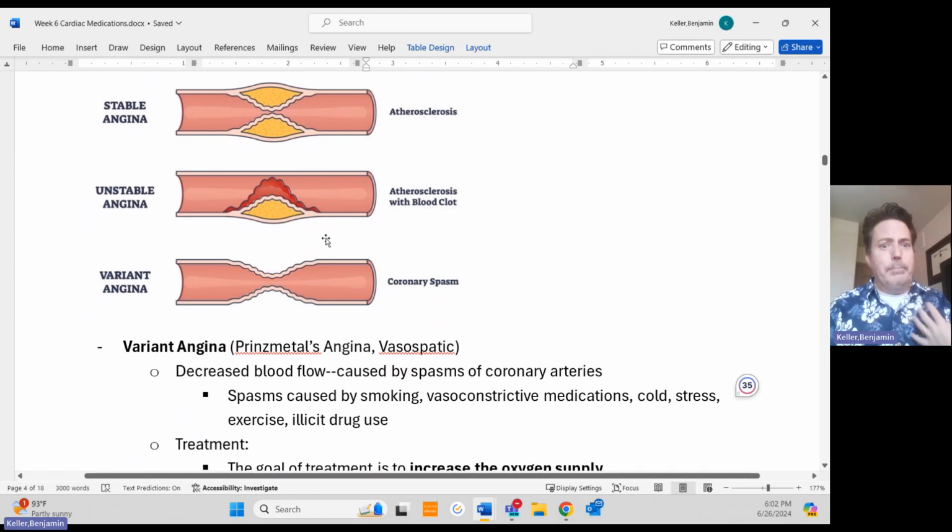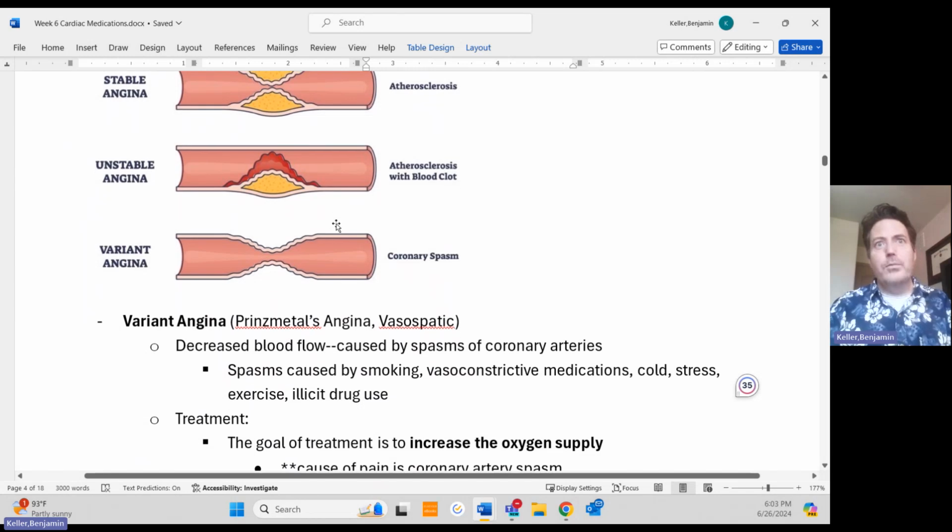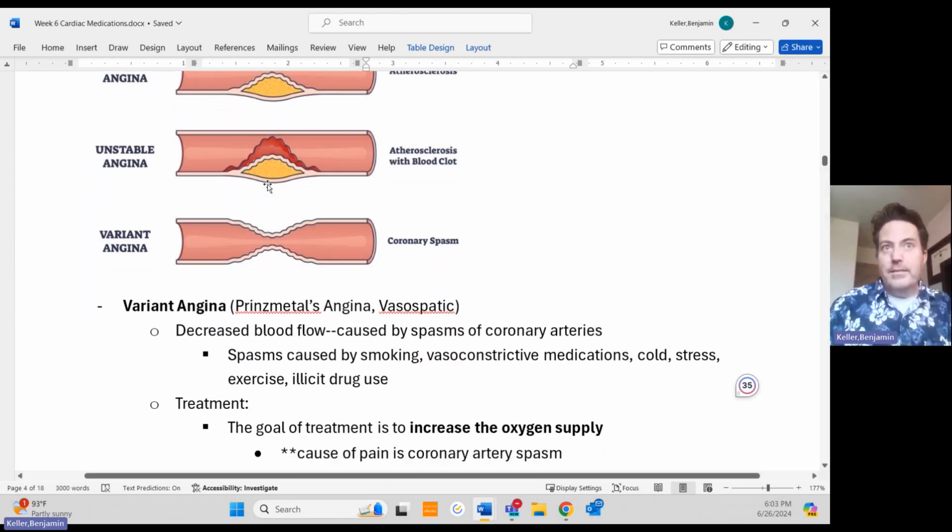So this is why we need to look at other medications down here that help reduce cholesterol. And this is why stents work. Stents will come in here and we'll push open these little areas of these clogs.